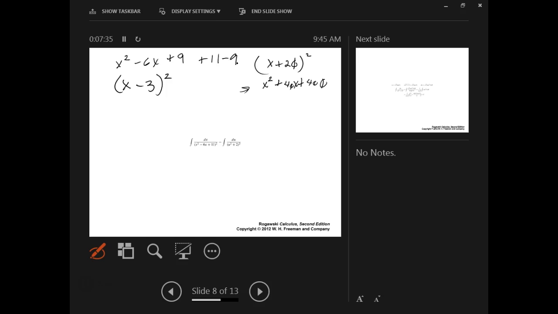But this part right here is the perfect square of x minus 3. Right? x minus 3 squared. If you don't believe it, follow it. You see? That is the same. And then what you have here is plus 11 minus 9, which is plus 2. You see that? All right.